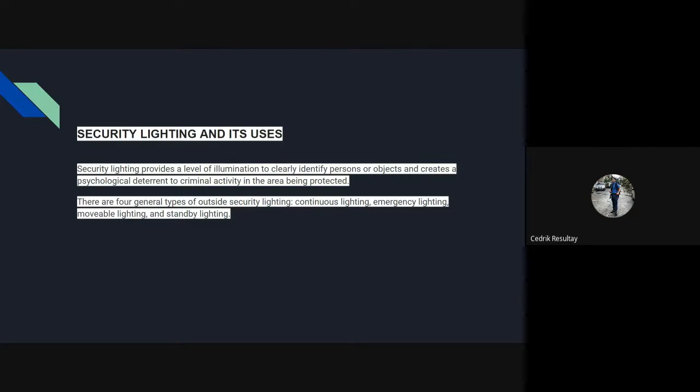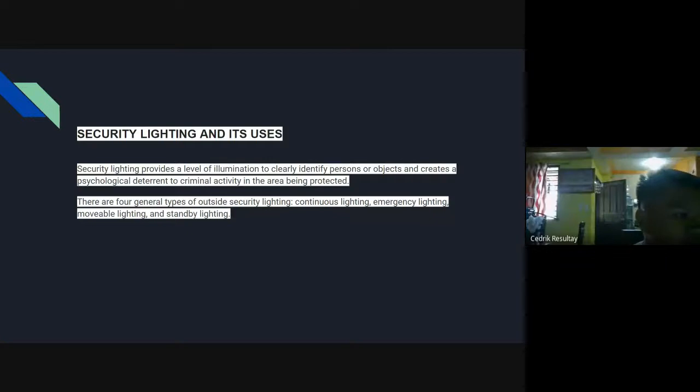Security lighting and its uses. Security lighting provides a level of illumination to clearly identify persons or objects and creates a psychological deterrent to criminal activity in the area being protected. There are four general types of outside security lighting: continuous lighting, emergency lighting, movable lighting, and standby lighting.